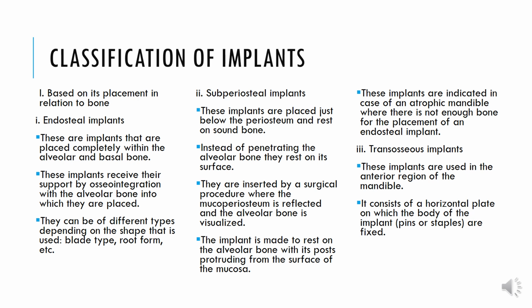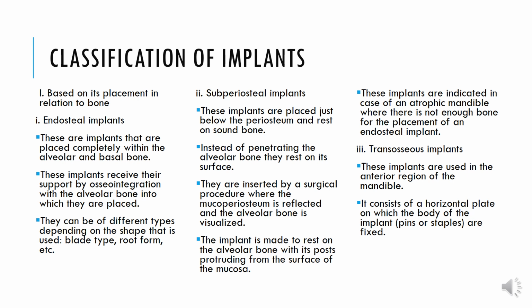Classification of implants. Based on its placement in relation to the bone, they can be classified as endosteal, subperiosteal, and transosseous implants. Starting with the endosteal implants, these are implants that are placed completely within the alveolar and basal bone. These implants receive their support by osseointegration with the alveolar bone into which they are placed. They can be of different types depending on the shape that is used, blade type, root form type, etc.